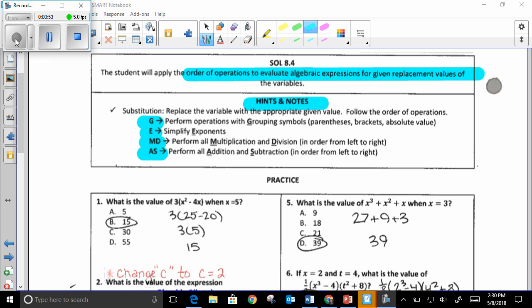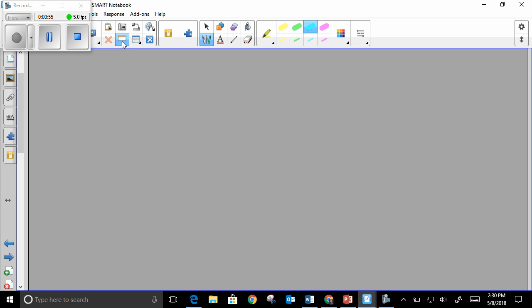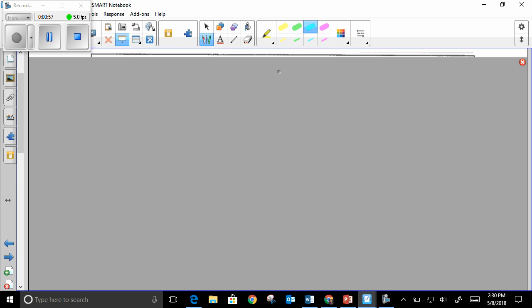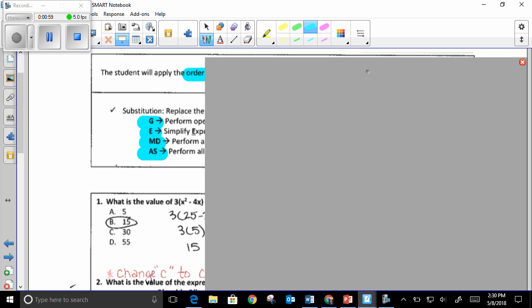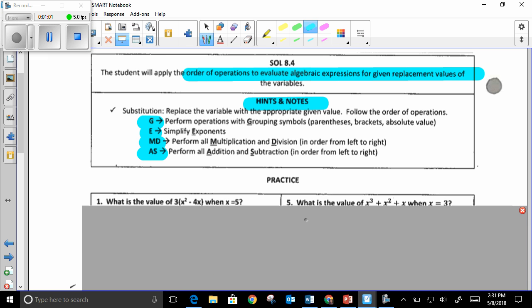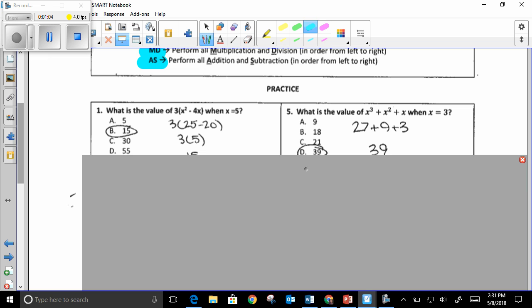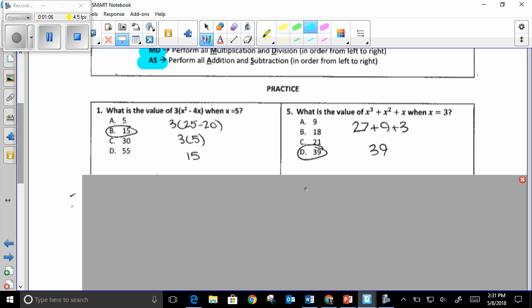Let's look at problem number 1. What is the value? Make sure that for your exponent here, you have filled in 5, which gives you the 25. Do one step at a time. You're least likely to make a mistake, and the correct answer was B.